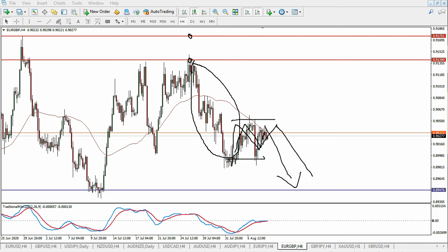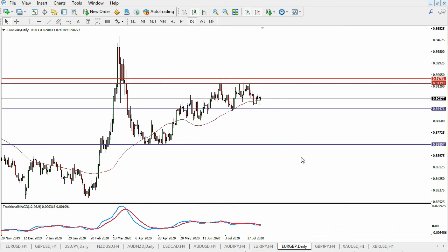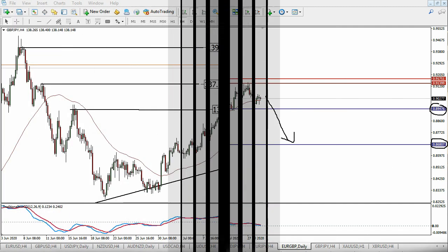So all my view about the euro GBP is still a downside move, and I also show you my longer term targets about the euro pound. So these are my longer term targets. This is my first target and this is my second target. So all my view about the euro pound is a downside move with these targets.